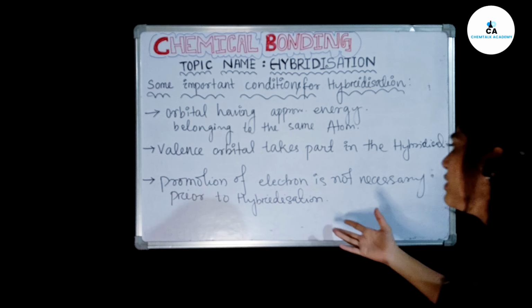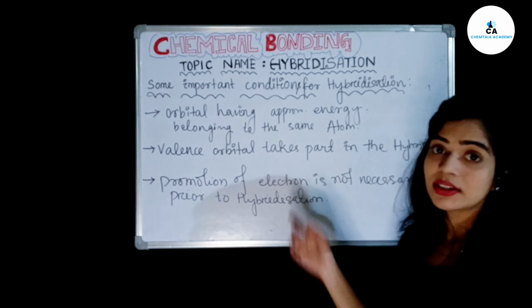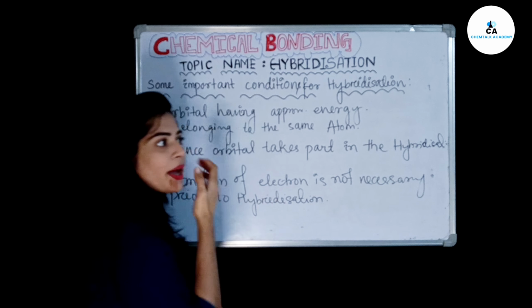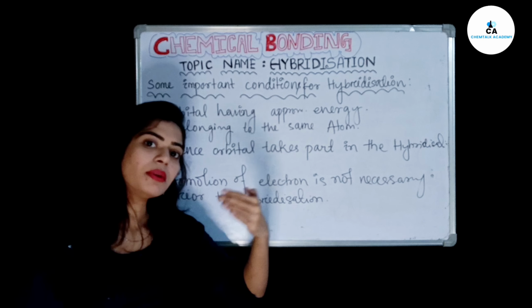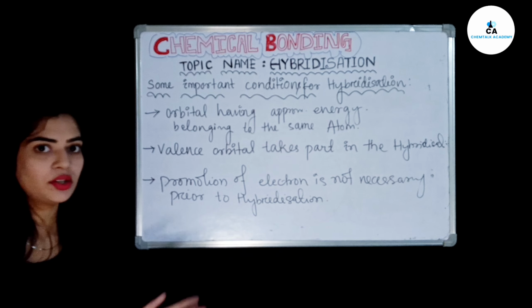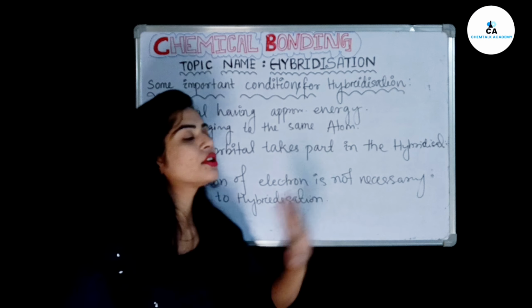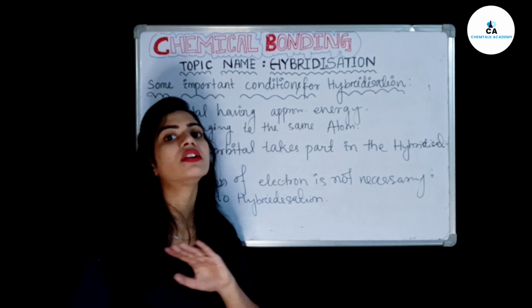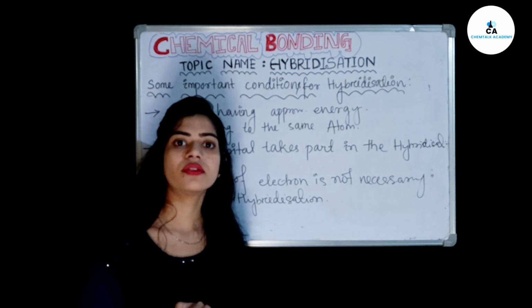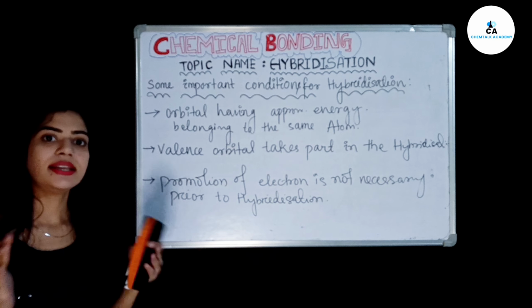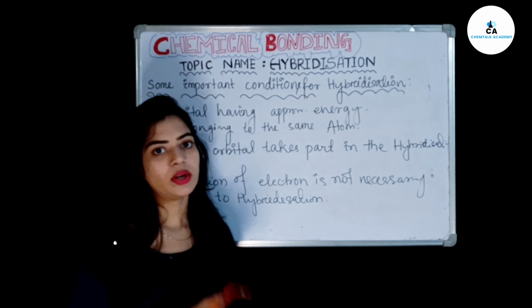What is this promotion of electron? Promotion means one step higher. Last time we saw the hybridization of CH4. One electron was jumping from the s orbital to the p orbital in order to form 4 half-filled orbitals, right? So promotion of electron is not necessary for all molecules. Clear? There are some molecules where promotion of electron is not required. They simply stay as, or act as, a lone pair in that particular molecule.